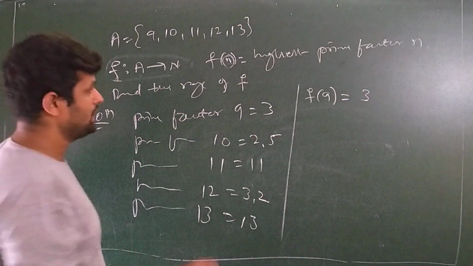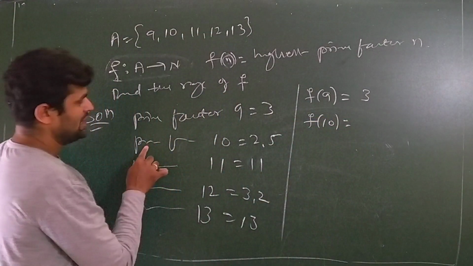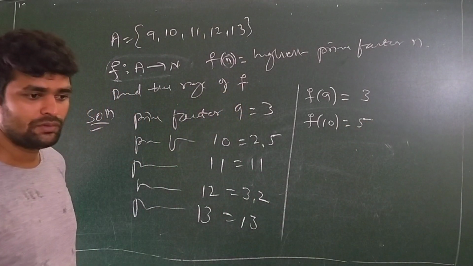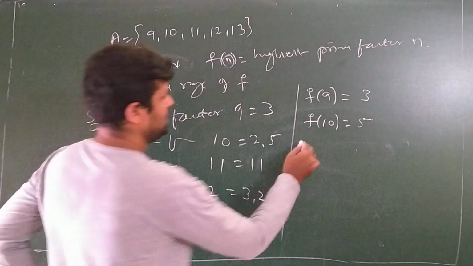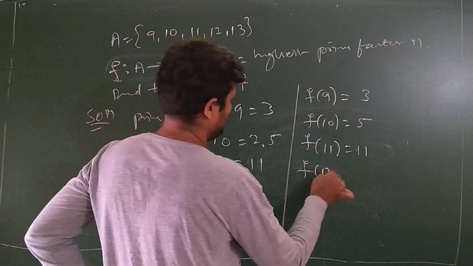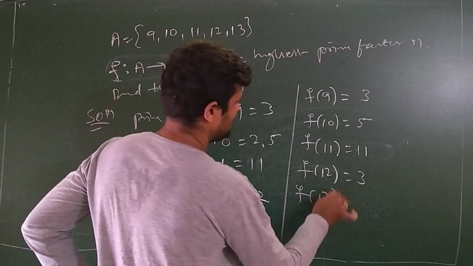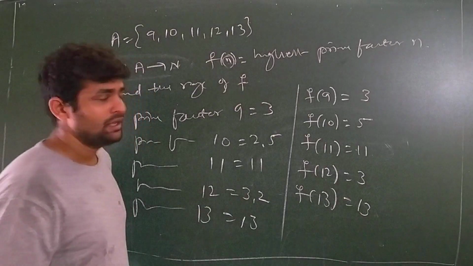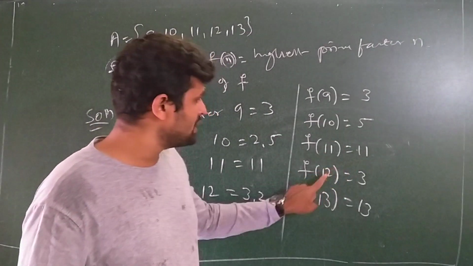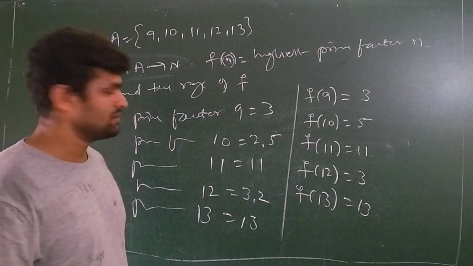Is it okay? Then next f of 10: the highest prime factor is 5. Then next f of 11 only. f of 12 is 3. Then f of 13 only, correct? The image of 9 is 3, the image of 10 is 5, the image of 11 is 11, 12 is 3, 13 is 13. What is the range here? 3, 5, 11. Yes, very nice.